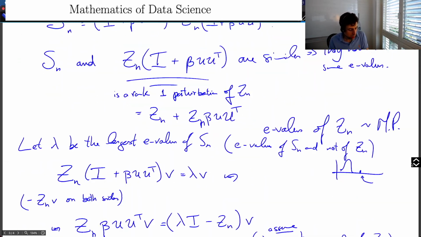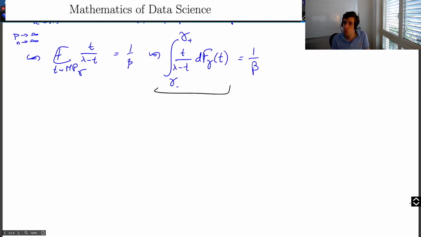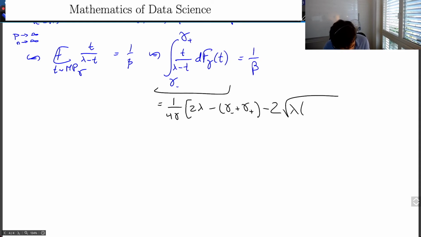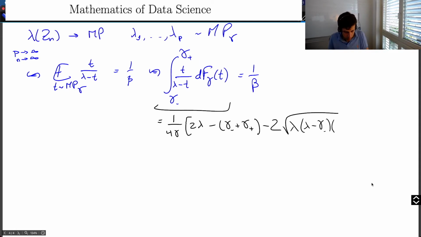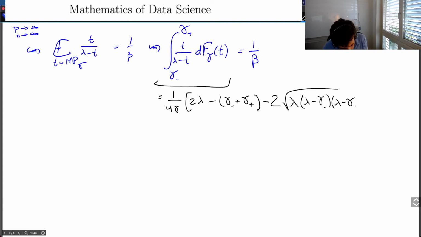So you either look at an integral table or you put it in some software to compute integrals. And when you do this, you get the following: that this integral is equal to 1 over 4 gamma times 2 lambda minus gamma minus plus gamma plus, and so on. Remember that we're assuming that lambda is outside of the support, so it'll be bigger than gamma plus. This is equal to 1 over beta.